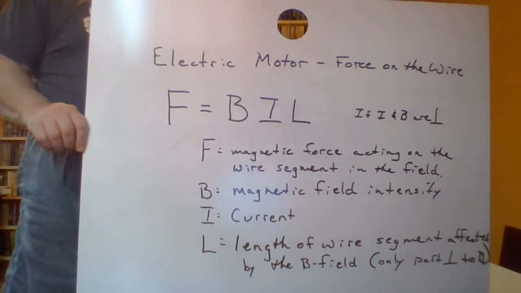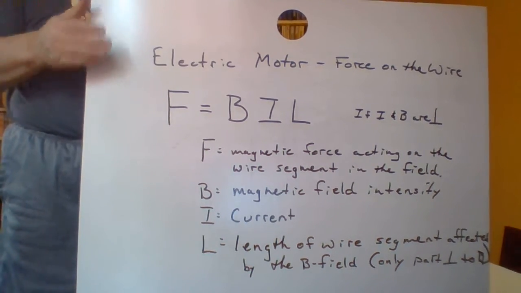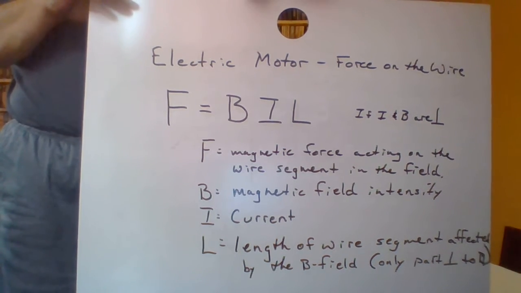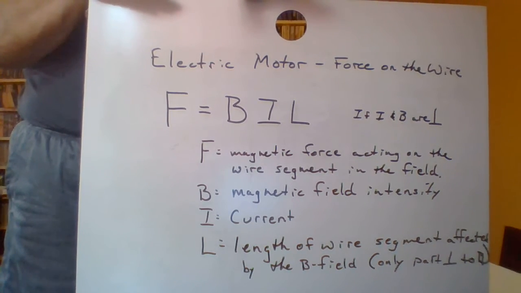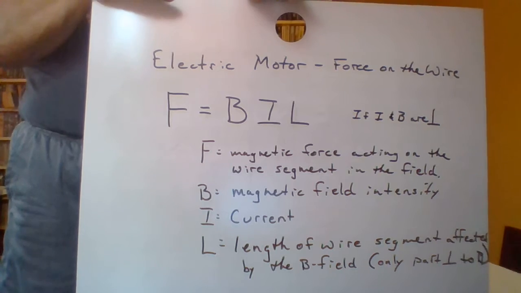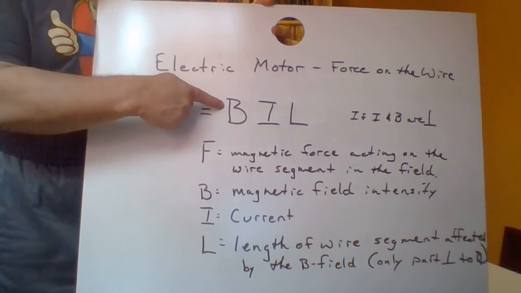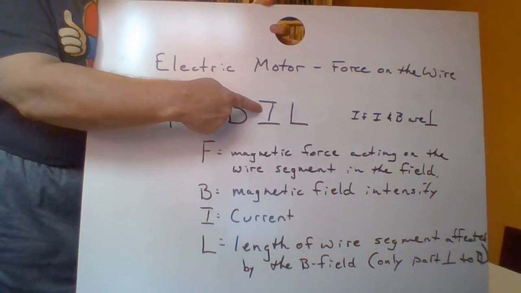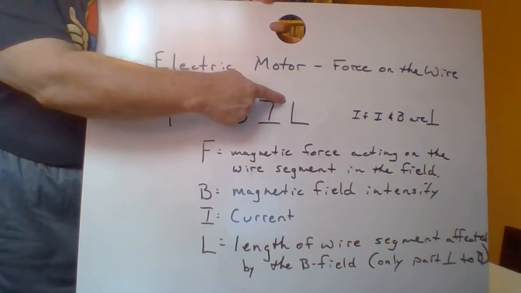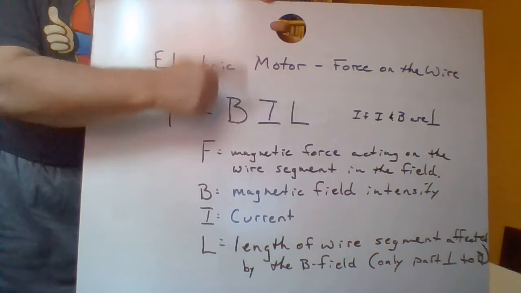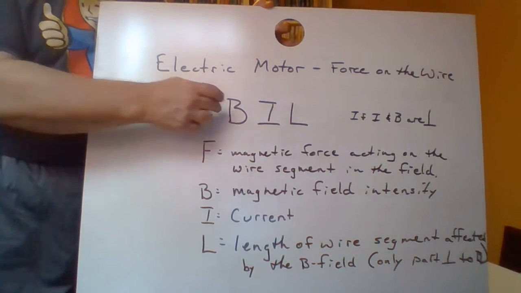So the electric motor equation is this. Here's your equation for the electric motor. The force on the wire segment that's being acted on by the field. First off, any wire segment, part of the loop of the wire that is not perpendicular to the field, doesn't have a force acting on it. So the force acting on the wire is equal to the magnetic field intensity times the amount of current flowing in the wire times the length of the wire that is being affected by the field when the field and the wire are perpendicular to each other. So F equals BIL.